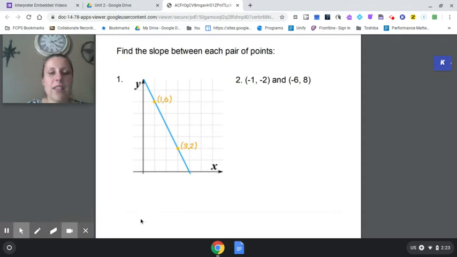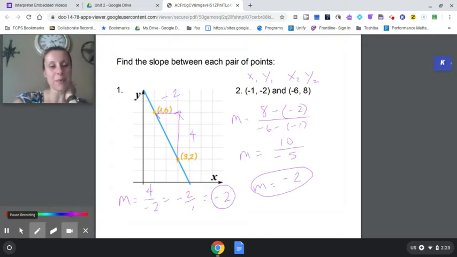Okay, this next example, guys, I'd like you to try. So pause the video here, see if you can find the slope. I would do number 1 using rise over run and number 2 using slope formula. Unpause the video to get the results.